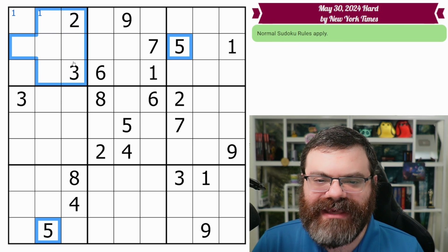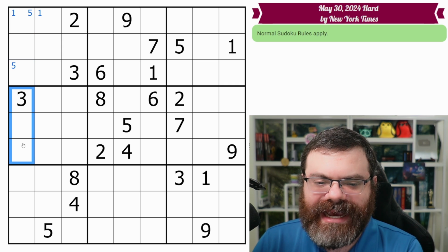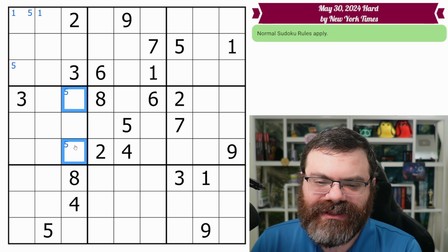So because 5 can't be in any of these cells, we end up with a 5 in one of these two. And that's going to point down, and this 5 is going to look up, this 5 looks in. And so there's a 5 in one of these two.